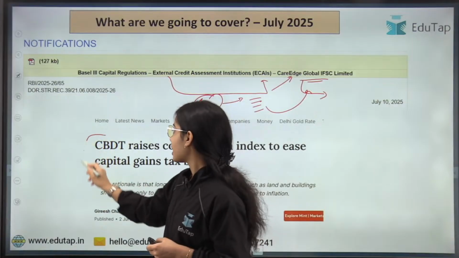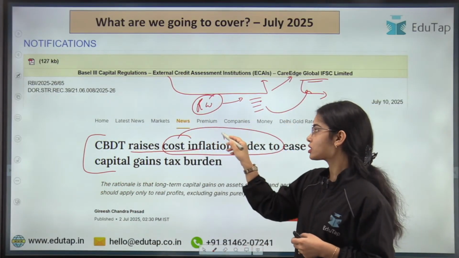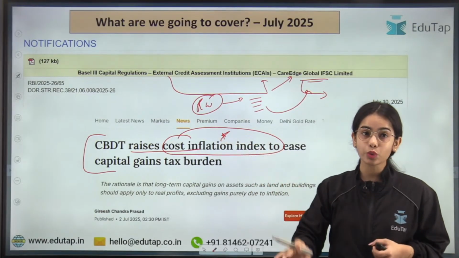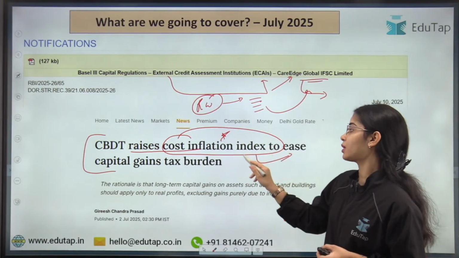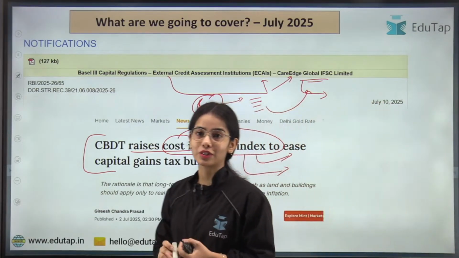The next news article is regarding the CBDT that has raised the cost inflation index. So what is this cost inflation index, how is it used, what are the changes that have happened, and what is the index that has been notified. All of this we are going to discuss in today's session.